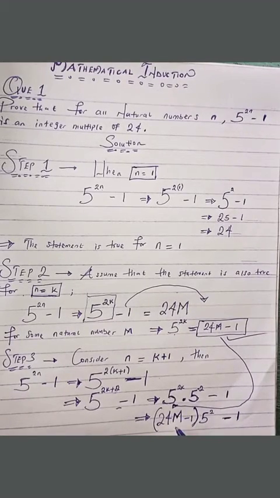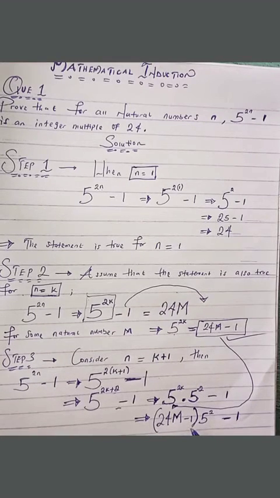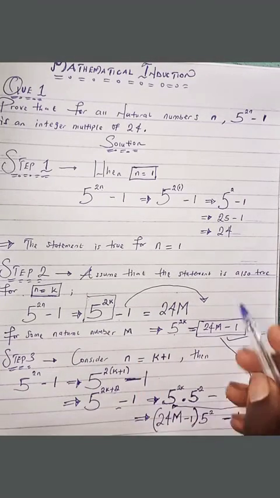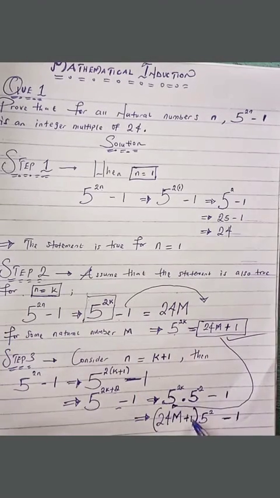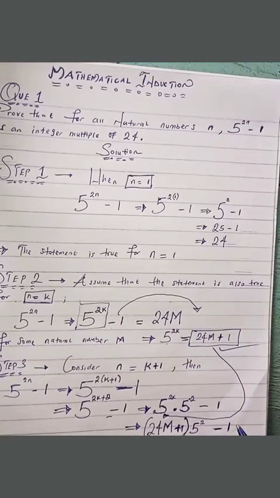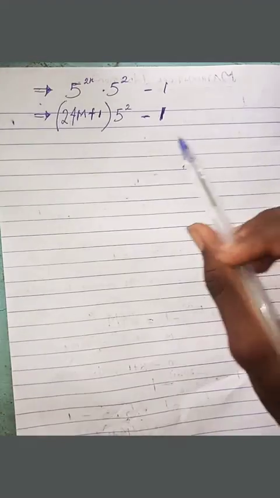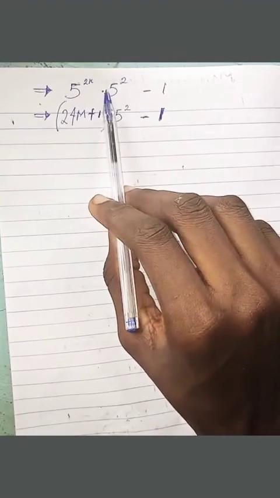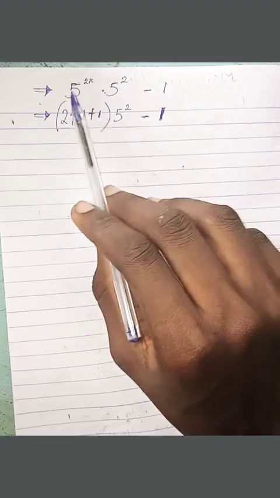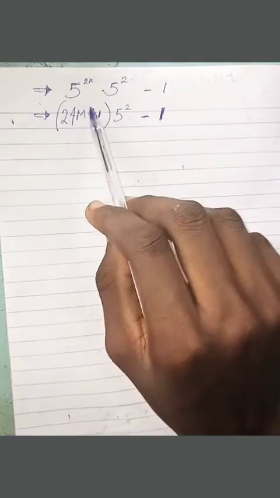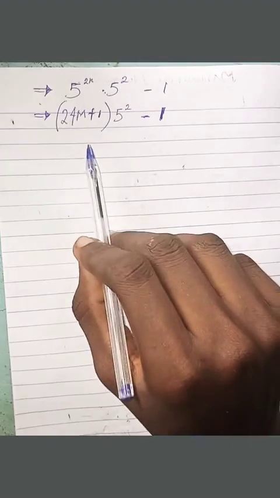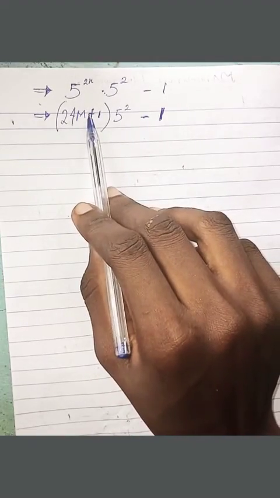Okay, class. When this minus goes to this side, I have plus 1. So I have to expand the bracket. Now, recall that 5 raised to the power of 2k is equal to this, right from when we put n equals k. I'm sorry for the mistake I made. This should be plus 1.